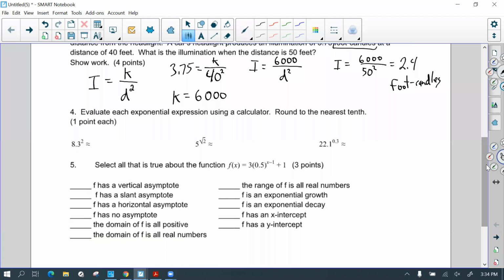For number 4, you go into your calculator, you round to the nearest tenth, which is 1 decimal point. So this is 68.9. This ends up being 9.7, and this is 2.5.